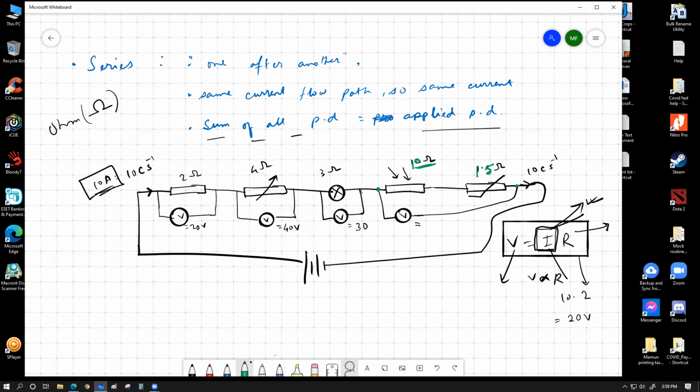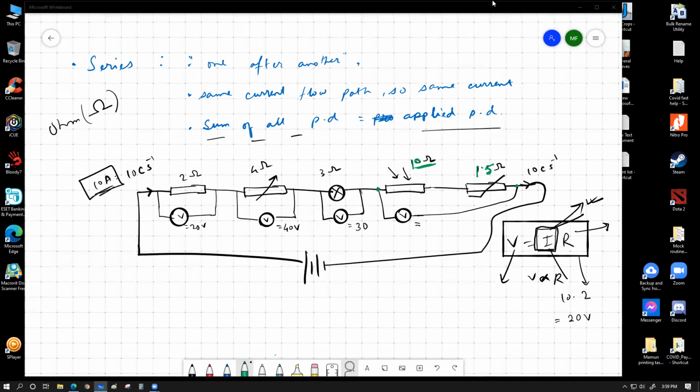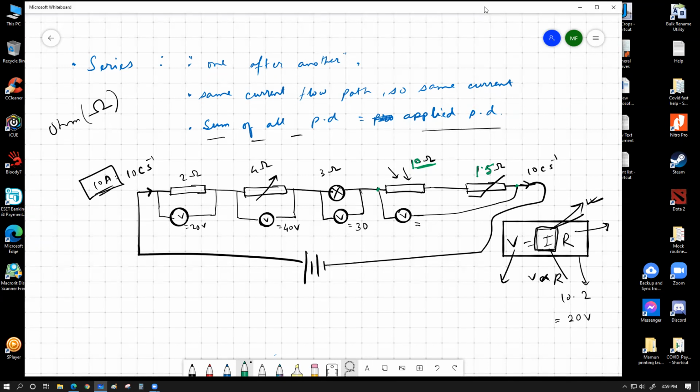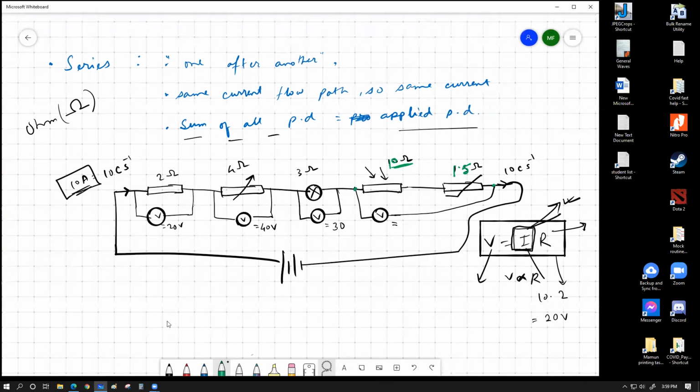So what will the volt be? 115. 115 is the correct response. I said pay attention: if you add these two things up, how much do you get? 10 plus 1.5, how much do you get?